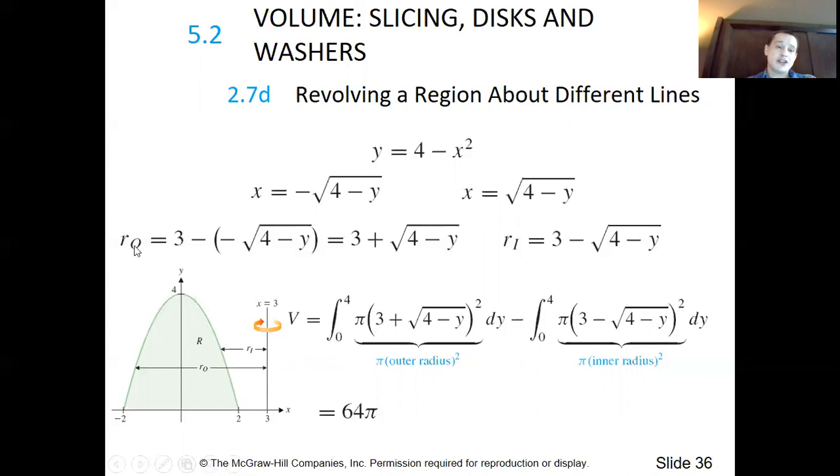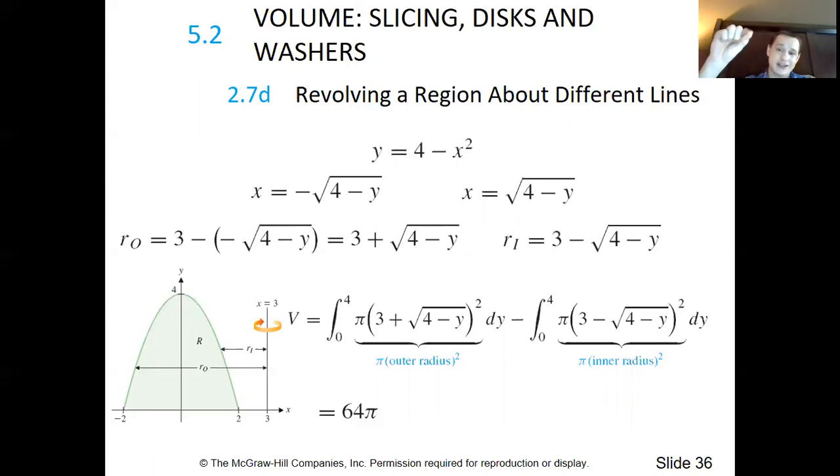So what's the outside radius? Well, it's the length of the sliver right here, RO. And again, how do you find that? Well, it's the x on the right minus the x on the left, which in our case, for this side of the parabola would be 3, x on the right, minus the x on the left, which we just said, since we're on the left side of the plane, is the negative square root of 4 minus y, which cleans up to be 3 plus the square root of 4 minus y. That's the outside radius, the outside of your washer.